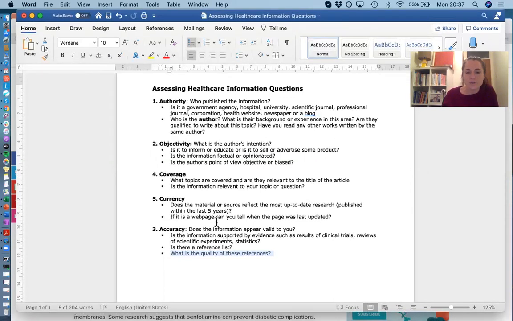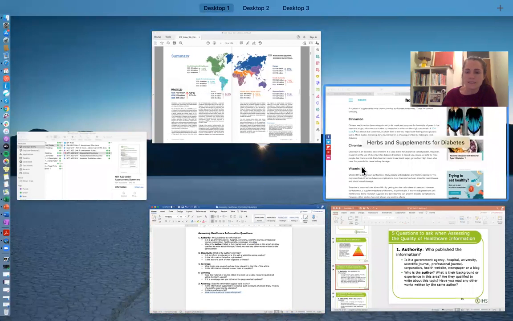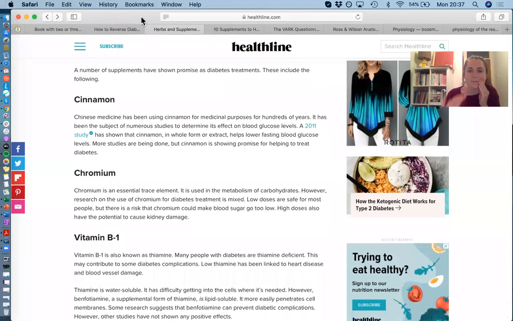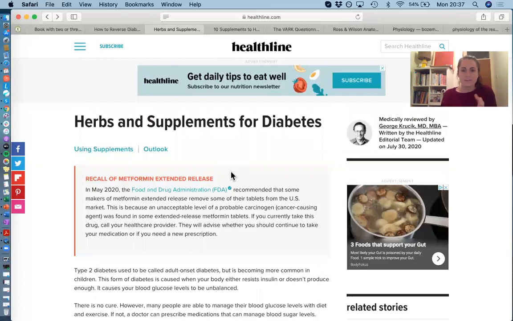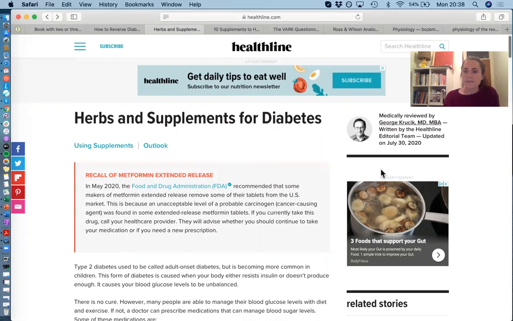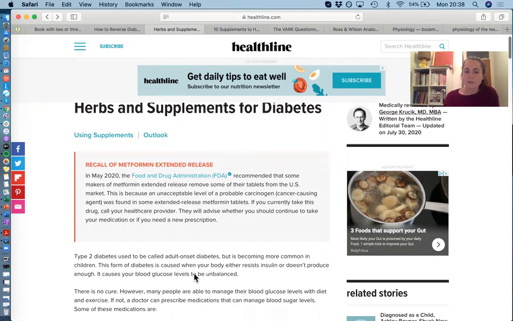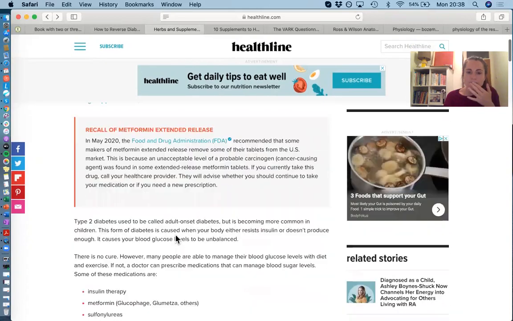So let me just show you this example here. This will be a good way to also demonstrate citations to you. We've seen with this piece of information, we don't know who exactly this article is written by. This George Kruick has reviewed it. However, is he the best person to review this information, considering he doesn't have a background in nutrition? The information does appear up to date, and what's covered in the article does match the title.